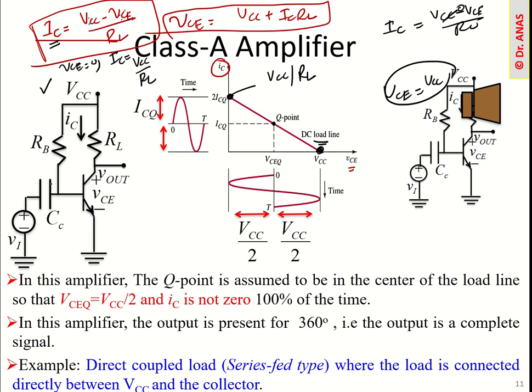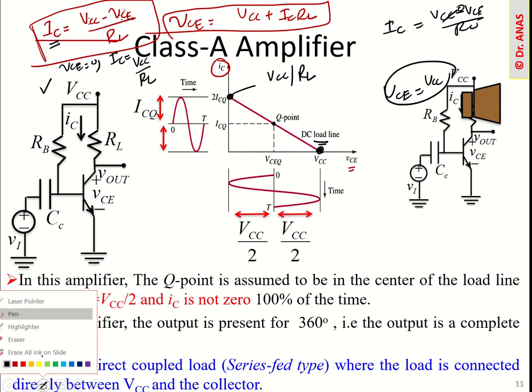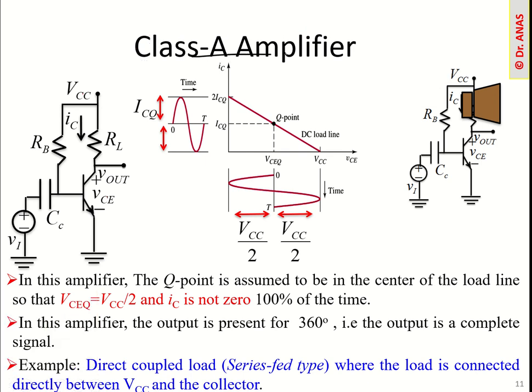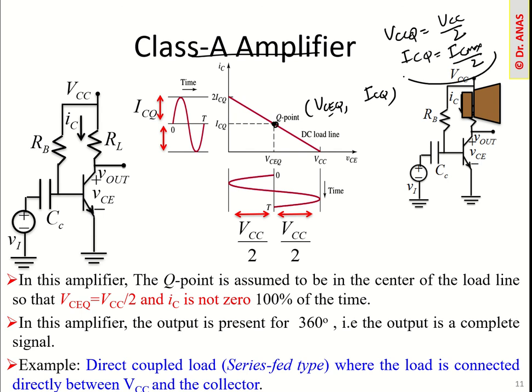After that, we have to find the Q point, the operating point of the amplifier. For the class A amplifier, the condition is how we choose the Q point. The Q point is basically 2 values, VCEQ and ICQ. The condition is that VCEQ will be half of VCC, that is VCC over 2, and ICQ will be half of the maximum IC. These are the basic conditions for a class A amplifier.